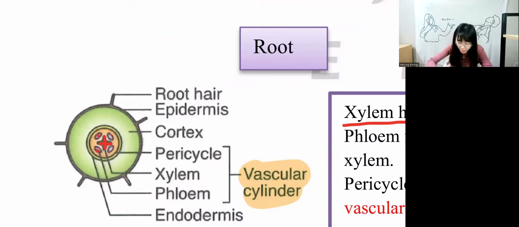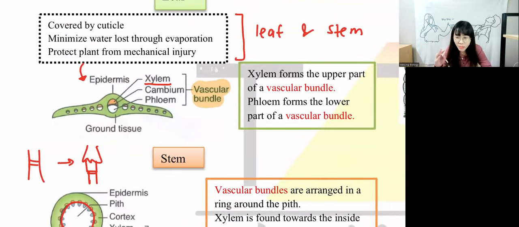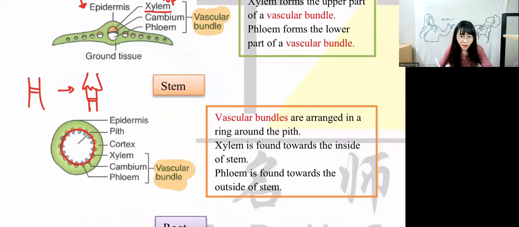The one in purple color is known as phloem. So the phloem will fill in the area between the xylem. You only have to know the location for xylem, then you will know the location for phloem. Okay, what I want you to remember for this part is: in leaf, xylem is on top. In stem, xylem is inside.